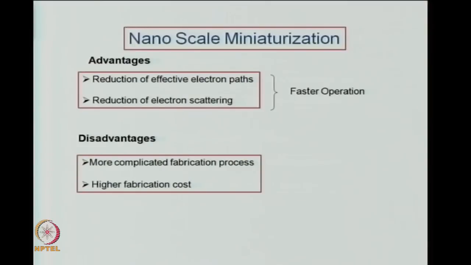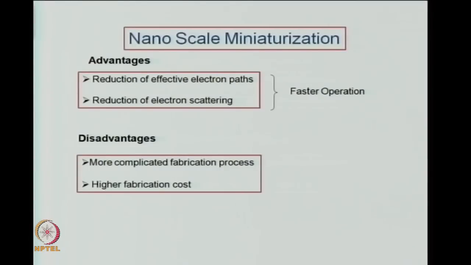Now, this kind of miniaturization, nanoscale miniaturization, has advantages because it also reduces the length which an electron has to travel to communicate with different circuits within the same chip, so between different components. And this also reduces electron scattering, which leads to enhanced heating or resistivity, and overall you get a faster operation of the device. However, the more miniaturization you need, the more difficult nanostructures you need to design, and that normally enhances the cost of the fabrication process, and you have to use much more complicated equipment to design such highly miniaturized devices.